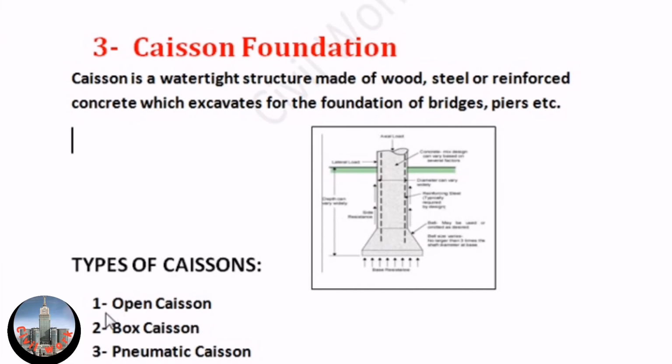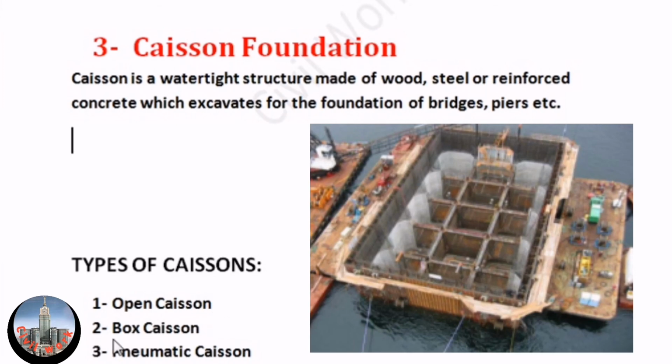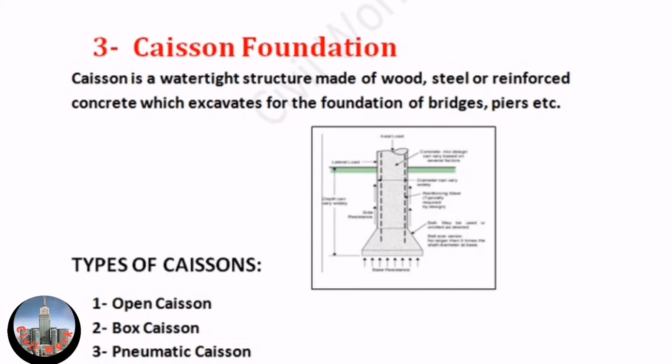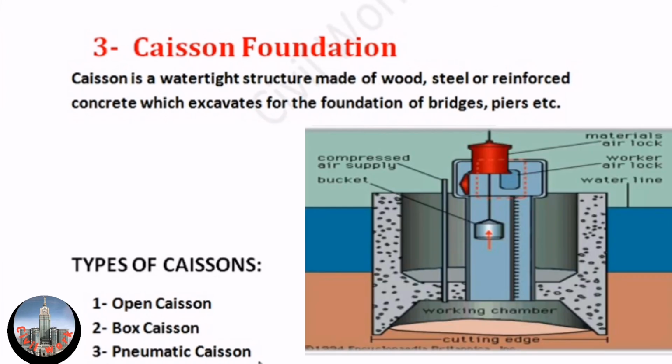Types of caissons. Number 1. Open caissons. Number 2. Box caissons. Number 3. Pneumatic caissons.